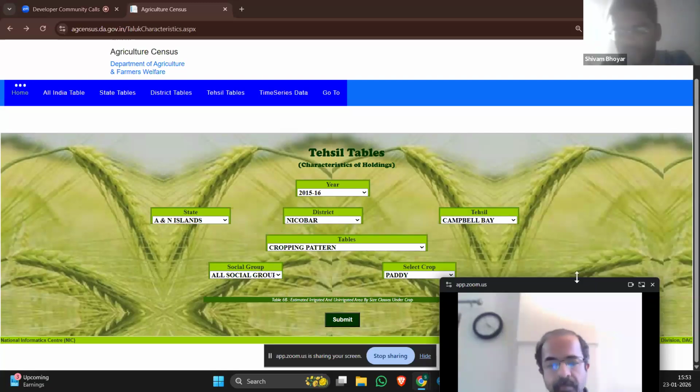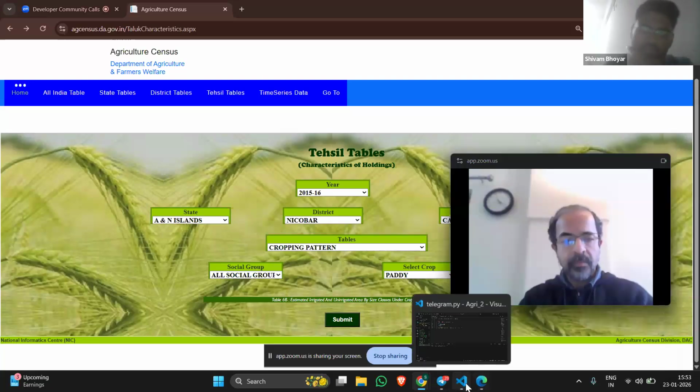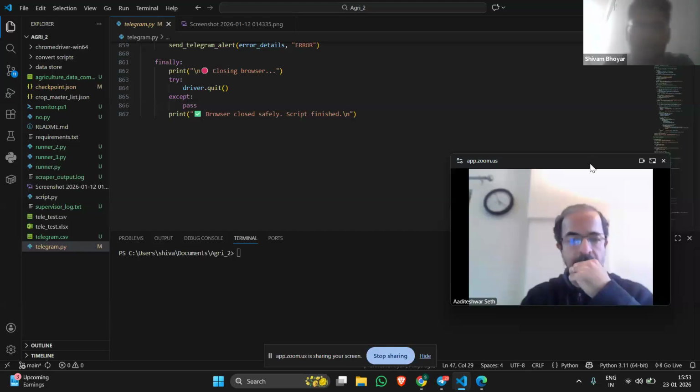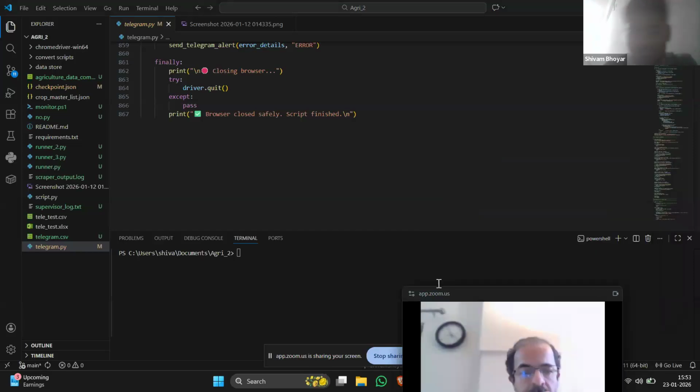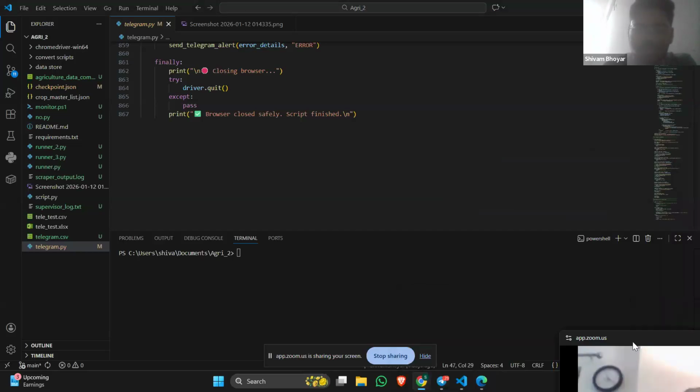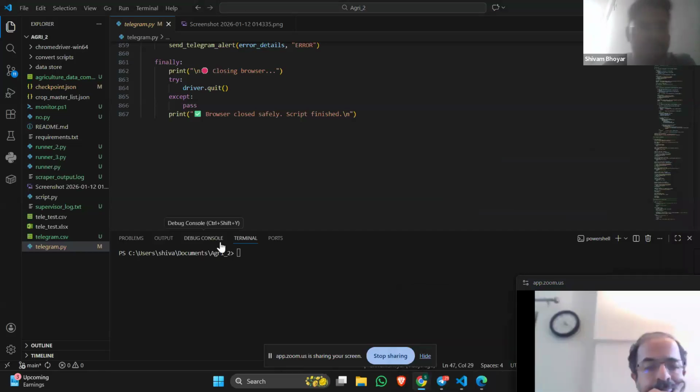And last time we discussed automatic scraping of the data from the website, because the website doesn't support multiple requests at the same time, and it crashes.